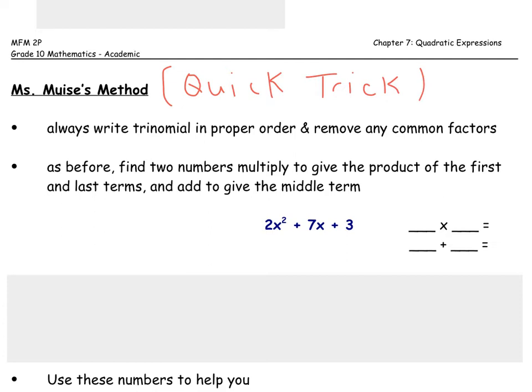Here we go. So, all right, let's check off a few things that we need to do that are not really different from the decomposition method. The first is that we're always going to write the trinomial in proper order and remove any common factors. That's like a standard issue item. We're always going to want to do that. And as before, we need to find two numbers that multiply to give us the product of the first and last terms. I'm using the exact same example as we just saw. So two numbers that multiply to give me 6, but add to give me my middle term, 7. And of course, we found those numbers before. They were 1 and 6, and those work for both.